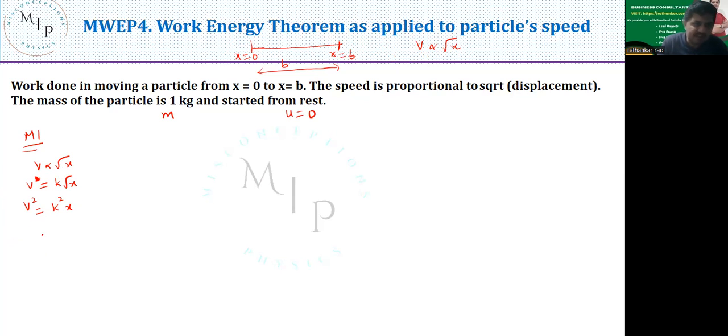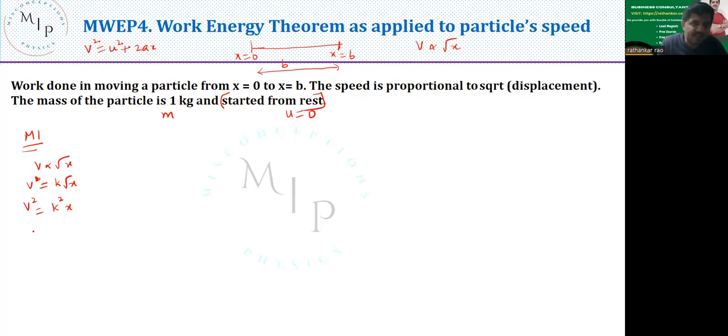Now, if you recall the set of equations you have learned so far, one of the equations of motion is v square equal to u square plus 2ax. Sometimes in the problem, this could be given, sometimes they may not give it. This is not required over here. So you see v square is equal to 2ax, where instead of 2a we have k square here, where k is a proportionality constant.